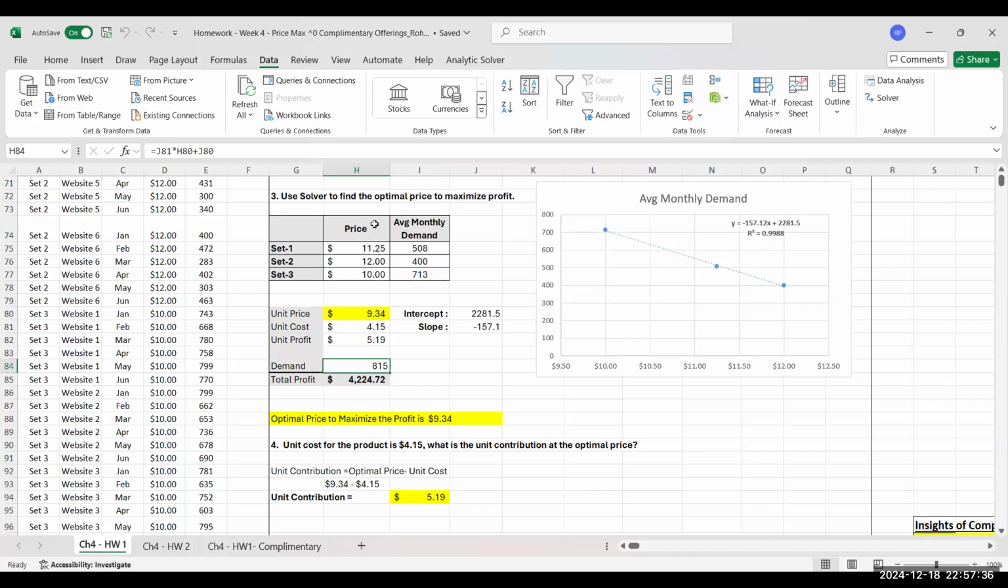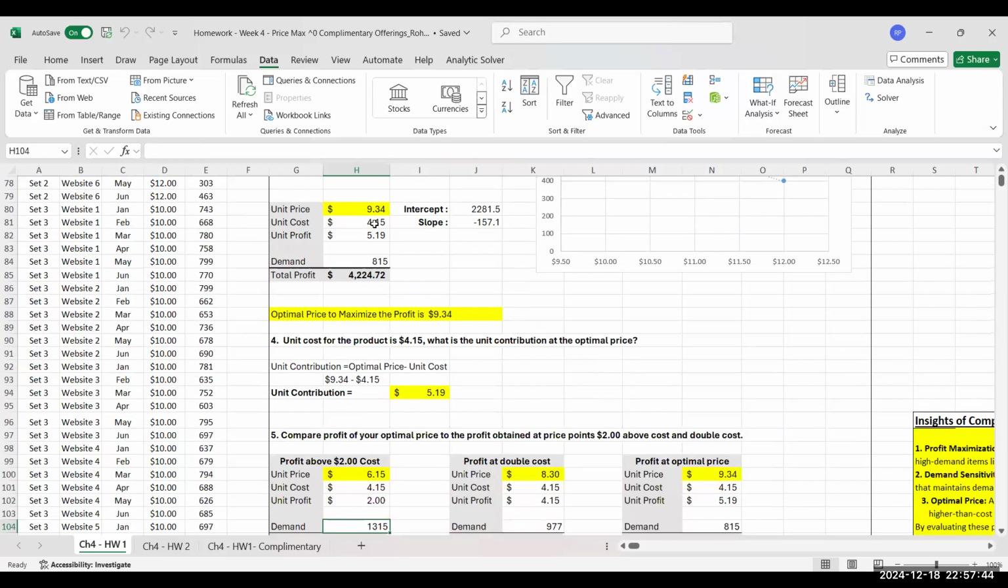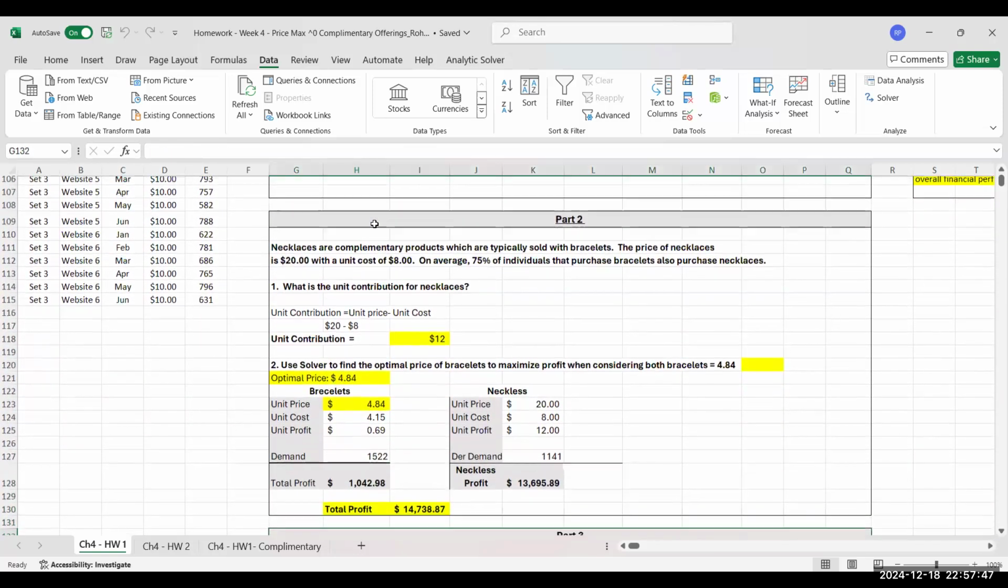So our profit will be maximized with the selling of that unit. The profit will be 4,224. So this is the first example. I'll show you some other example.